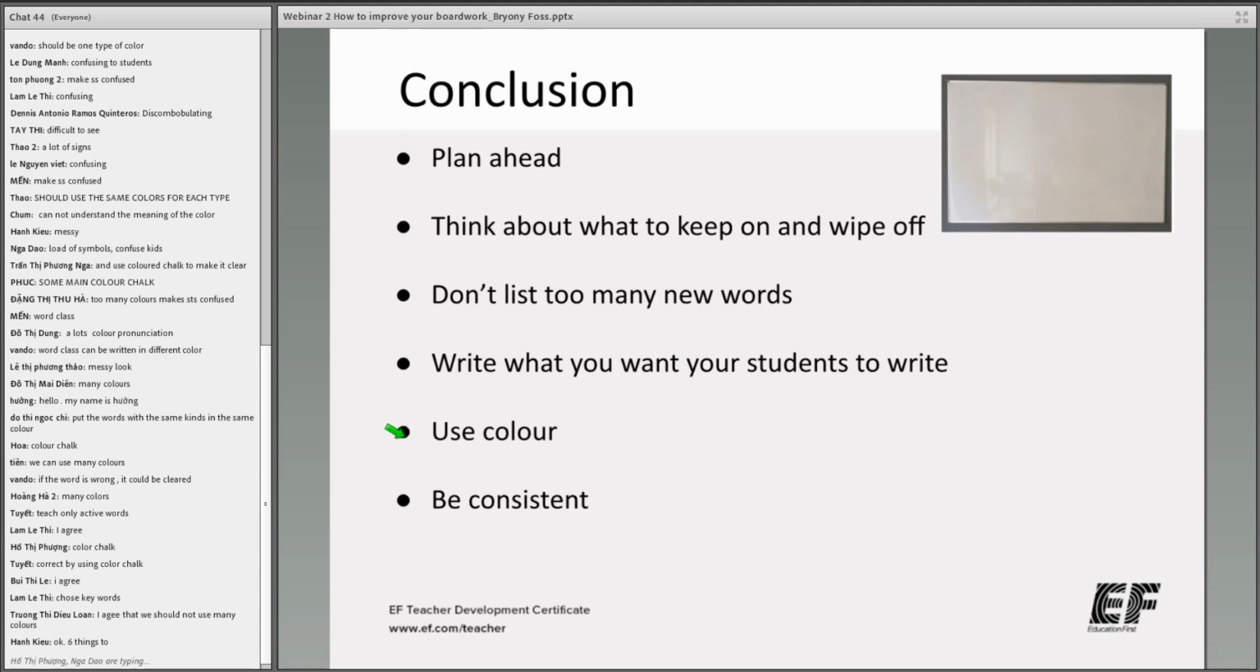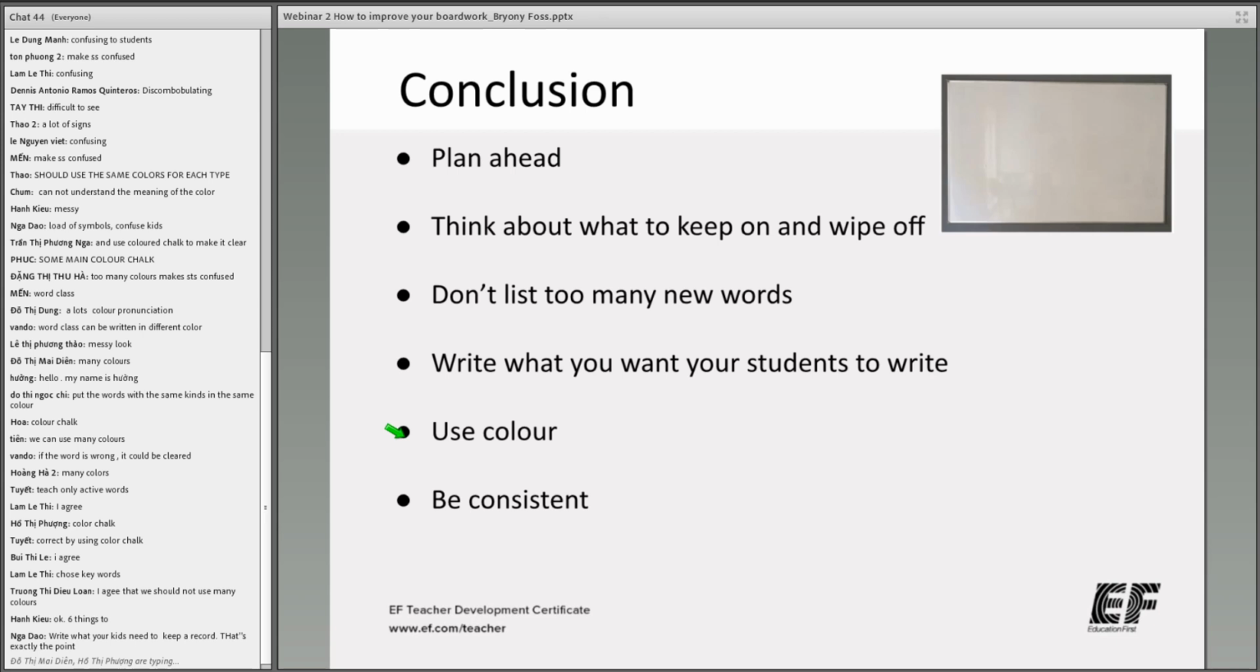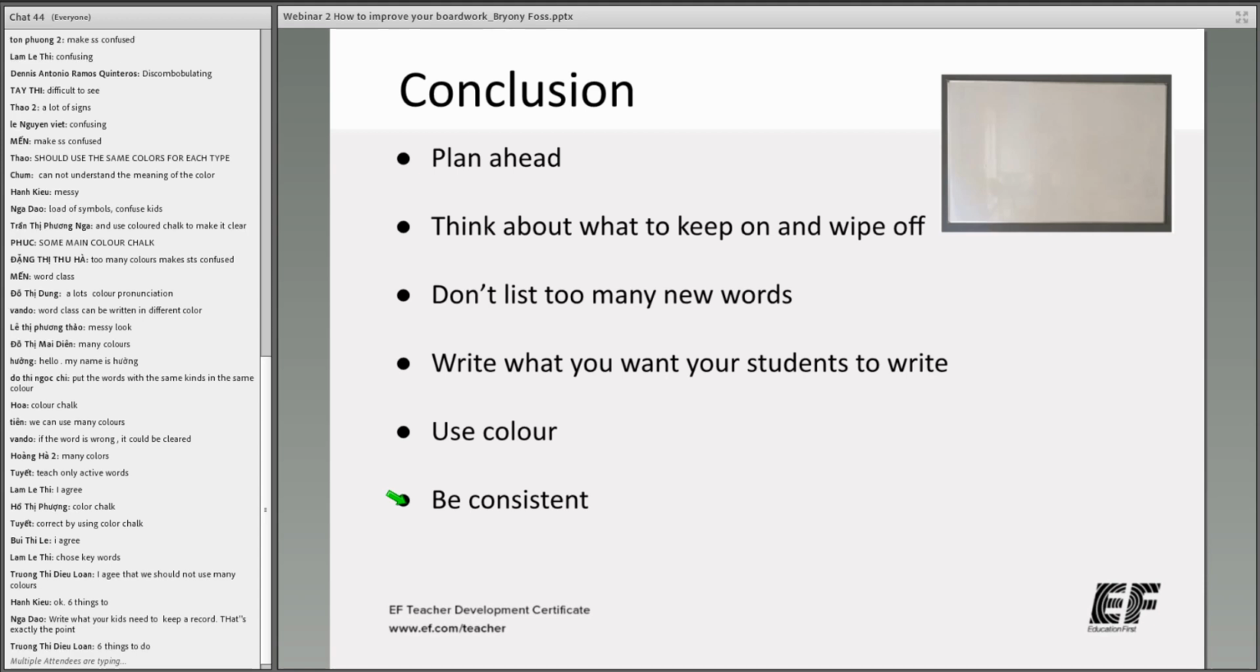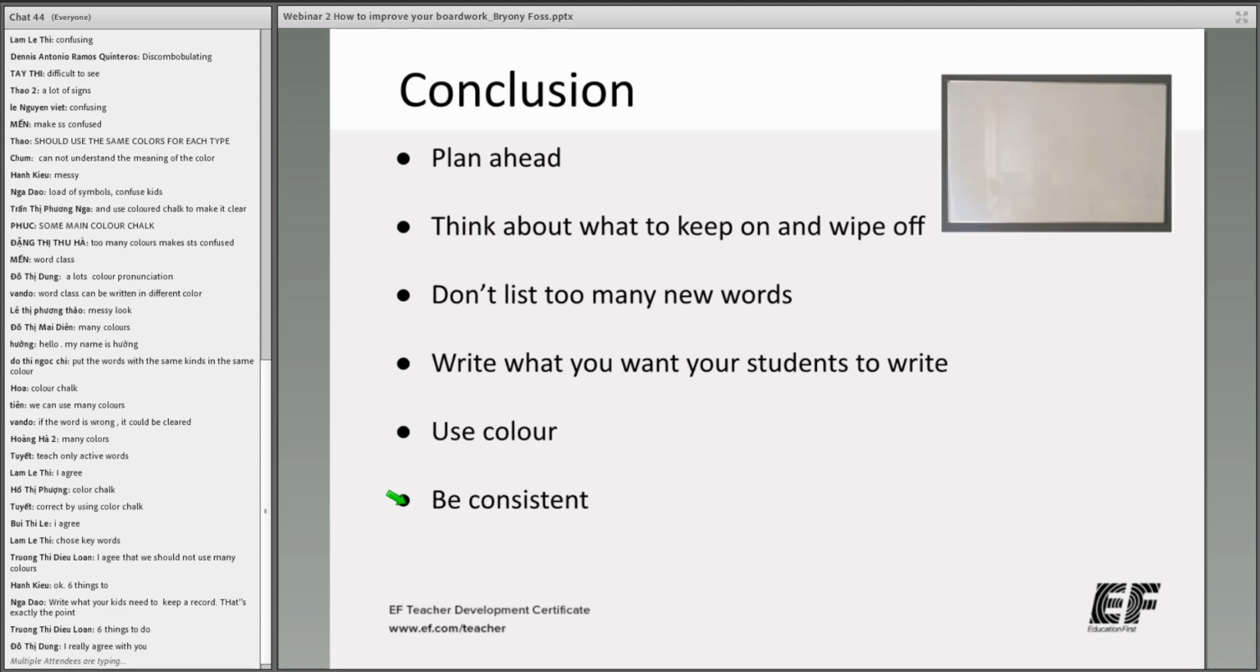Finally, we spoke about colour. We should not use too many colours and we should use them for specific things to highlight different information. And finally, be consistent. If you choose one way of doing things, your students will remember.